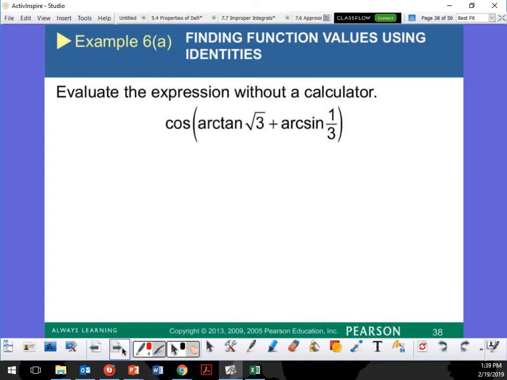So we have arctan... Is there a way to do this in the calculator? Even though it says without a calculator. Do you need to add arc into the calculator or no?